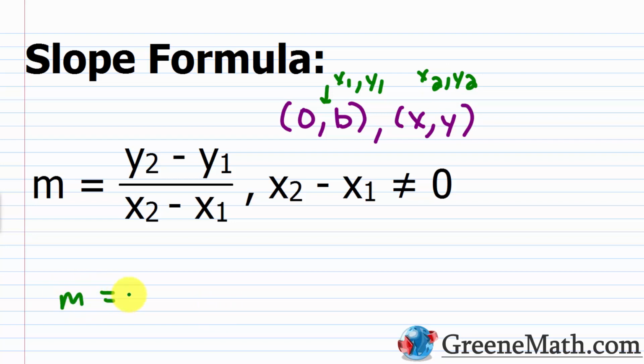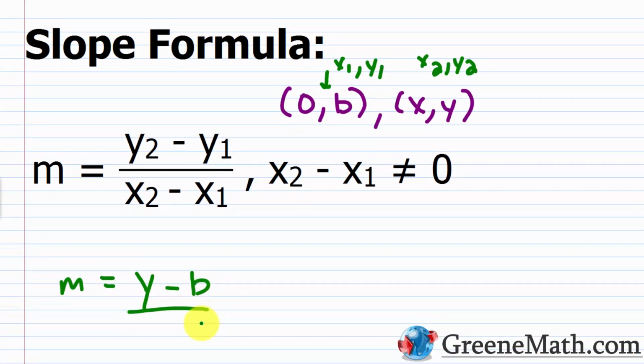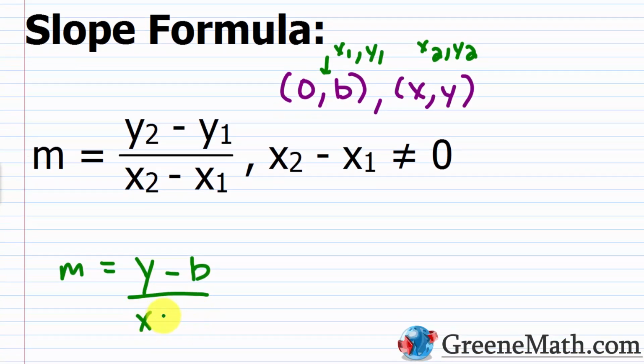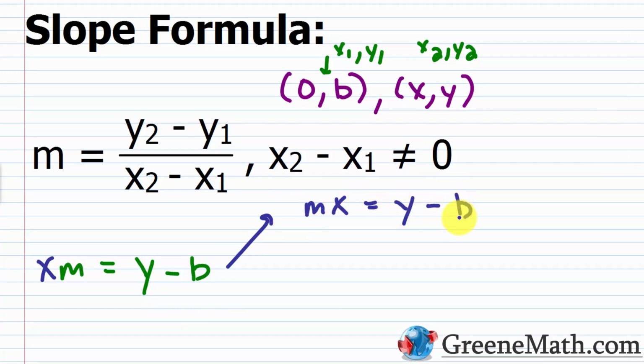So m equals y minus, for y sub 1, I have b, over, for x sub 2, I have x, and for x sub 1, I have 0. x minus 0 is just x, so we can write it like that. Then I can multiply both sides of the equation by x to clear that denominator, and what I have is m times x is equal to y minus b.